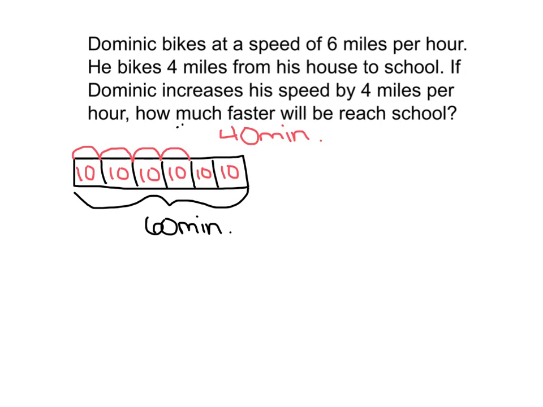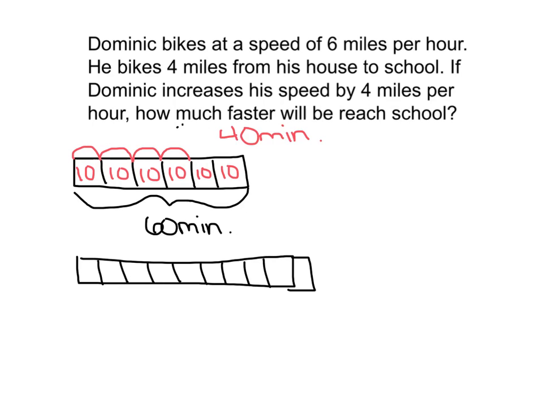But now it says Dominic increases his speed by 4 miles per hour. So he was going 6, but now he's going to go 4 miles faster per hour. So now that means he's doing a total of 10 miles per hour. So we'll make a new bar model, except this time it will have 10 pieces, and the whole bar model represents the hour, which is 60 minutes. So now we have 10 pieces, which equals 60 minutes, so each piece would equal 6.